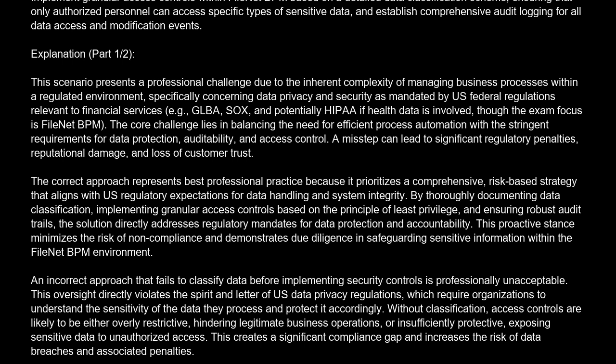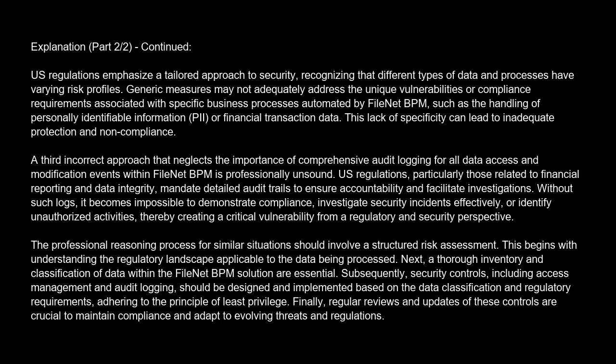Another incorrect approach that relies solely on generic security measures without considering the specific context of FileNet BPM processes is also professionally flawed. U.S. regulations emphasize a tailored approach to security, recognizing that different types of data and processes have varying risk profiles. Generic measures may not adequately address the unique vulnerabilities or compliance requirements associated with specific business processes automated by FileNet BPM, such as the handling of personally identifiable information (PII) or financial transaction data. This lack of specificity can lead to inadequate protection and noncompliance.